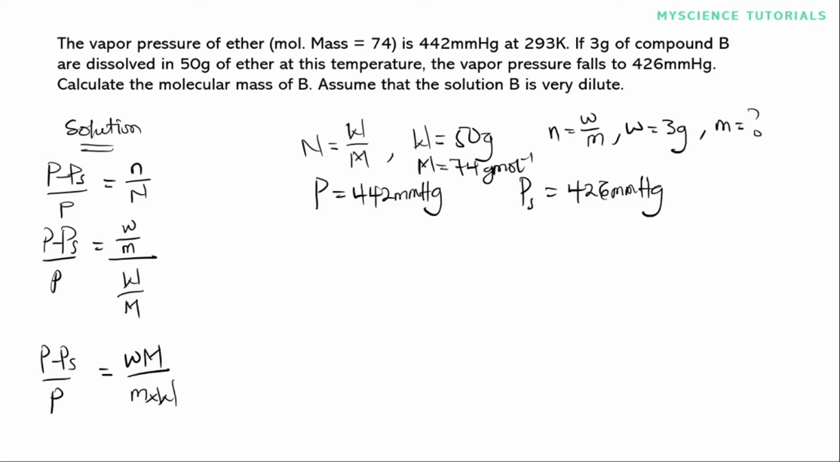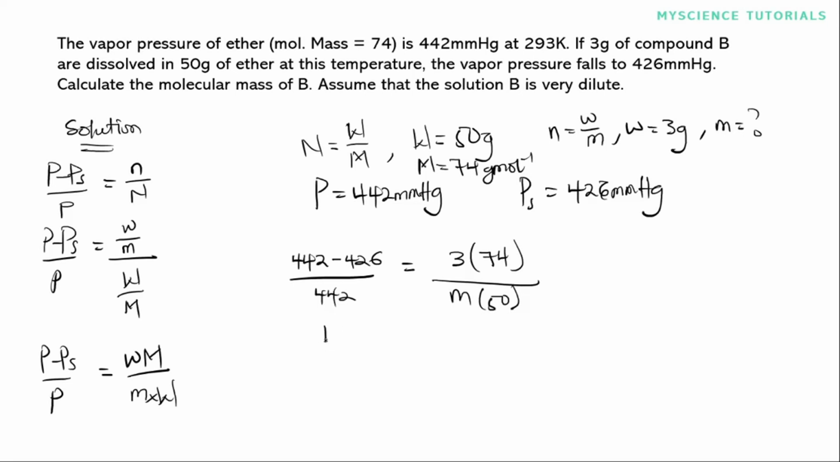So if we do that, what do we get? We have P, which is 442, minus 426, divided by 442, equal to small w, which is 3, multiplied by capital M, which is 74, then divided by small m, which we have to find, so we don't know. Then we have capital W to be 50.